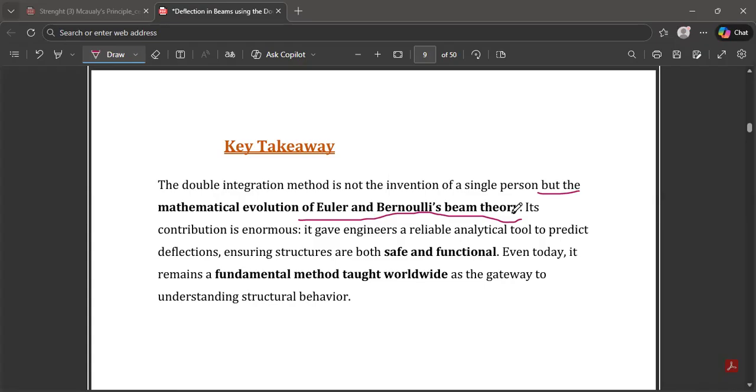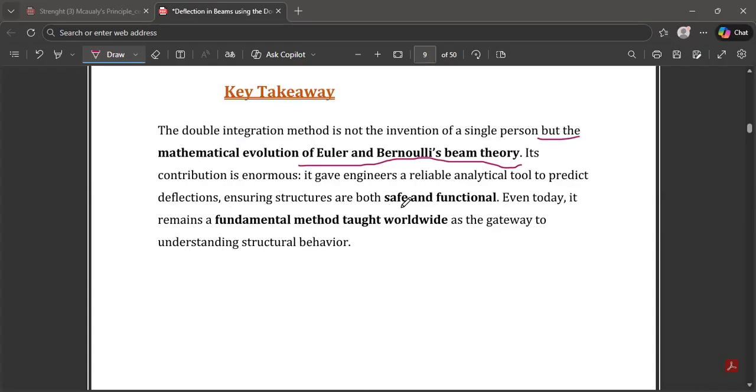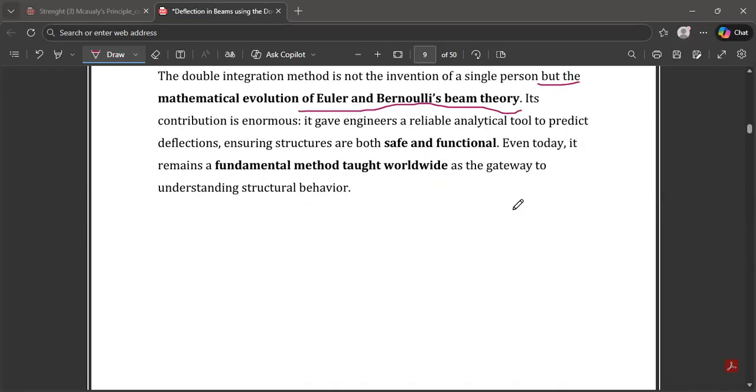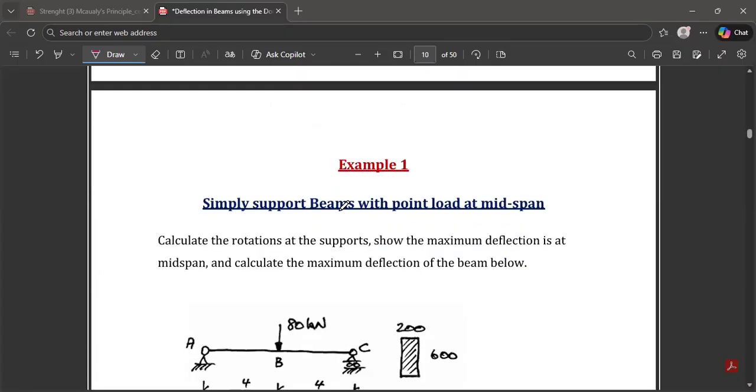All right. It made an enormous contribution. It gave engineers reliable analytical tools to predict deflection, ensuring structures are both safe and functional. Even today, it remains a fundamental method taught worldwide as the gateway to understanding structural behavior.